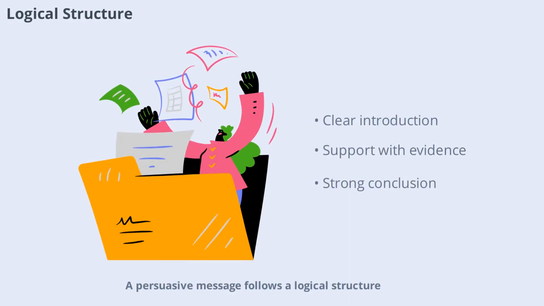A persuasive message follows a logical structure. Start with a clear introduction, present your main points with supporting evidence, and end with a strong conclusion or call to action. This structure helps your audience follow your argument and see the reasoning behind your message. Logical flow makes your message more convincing and easier to remember.